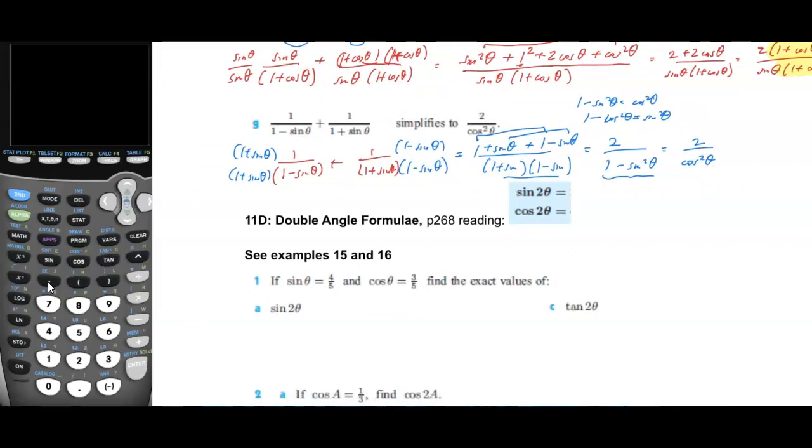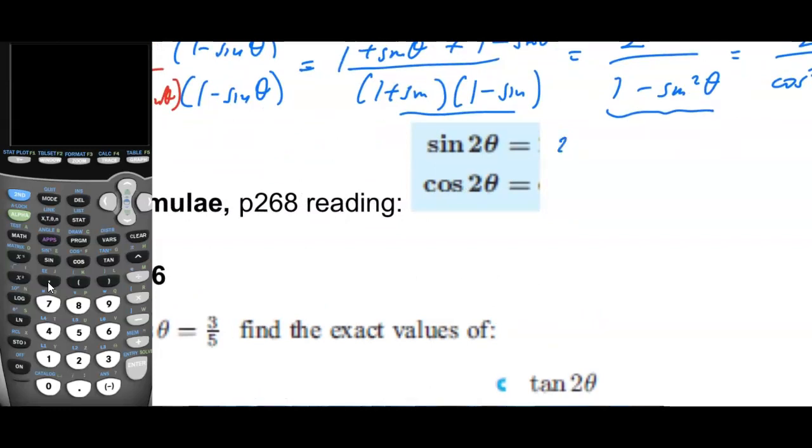Double angle formulas. Remember from our investigation that sine 2 theta is equal to 2 sine theta cosine theta. Cosine 2 theta has 3 possible combinations. This is one. This is another. And this is another, 2 sine squared theta. Oops, let me just rewrite that.